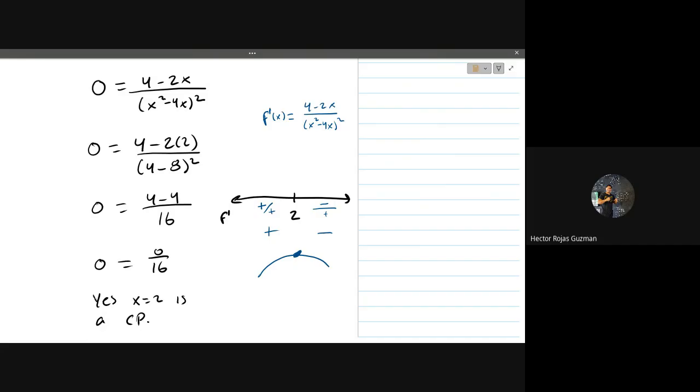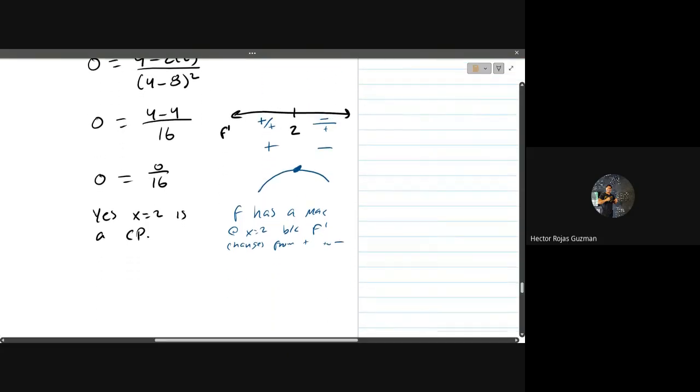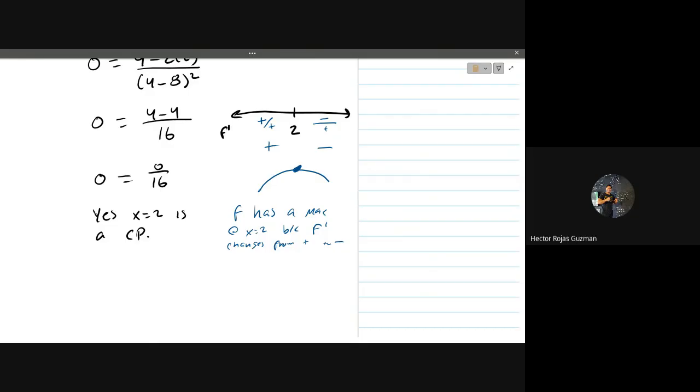So positive and negative, which means we have a maximum. So just say it. F has a max at x equals 2 because f prime changes from positive to negative. Okay, that was another 2 points. Again, one for considering that f prime of 2 is equal to 0, and then the other point for the answer.